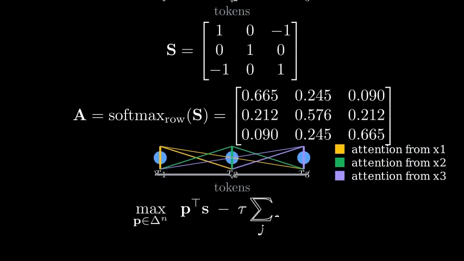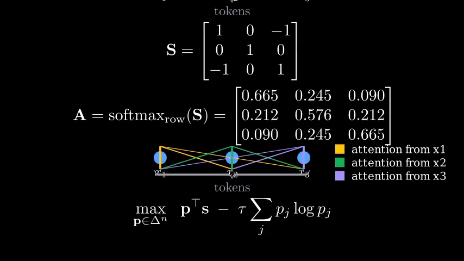Why softmax? A powerful view is that each attention row solves a small continuous optimization problem. For a fixed query row with scores vector S, the attention probabilities P are the solution of: maximize over P in the probability simplex, P transpose S minus tau times the entropy of P. This is a strictly concave objective, so it has a unique maximizer.